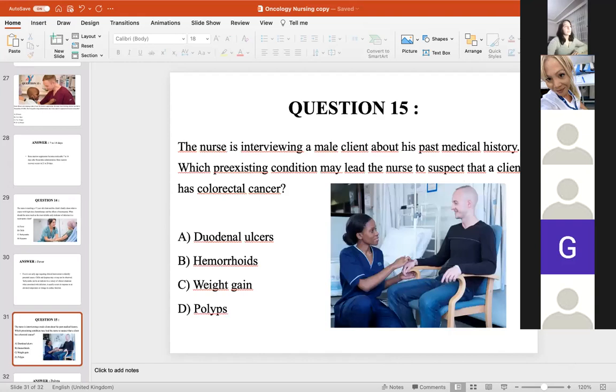And the last question. The nurse is interviewing a male client about his past medical history. Which pre-existing condition may lead the nurse to suspect that a client has colorectal cancer? A. Duodenal ulcers. B. Hemorrhoids. C. Weight gain. D. Polyps.